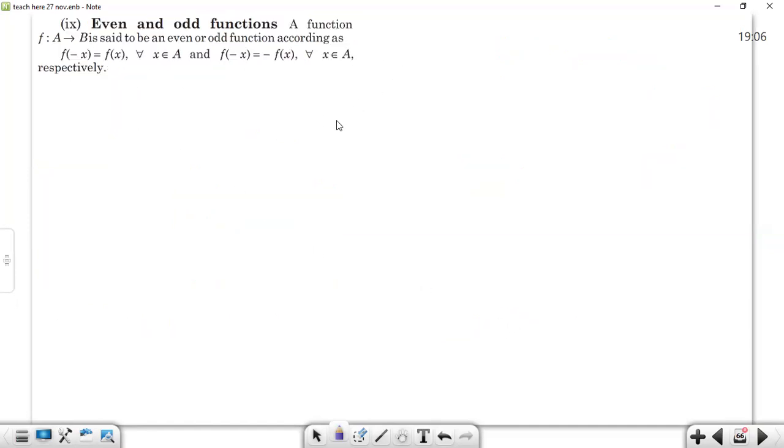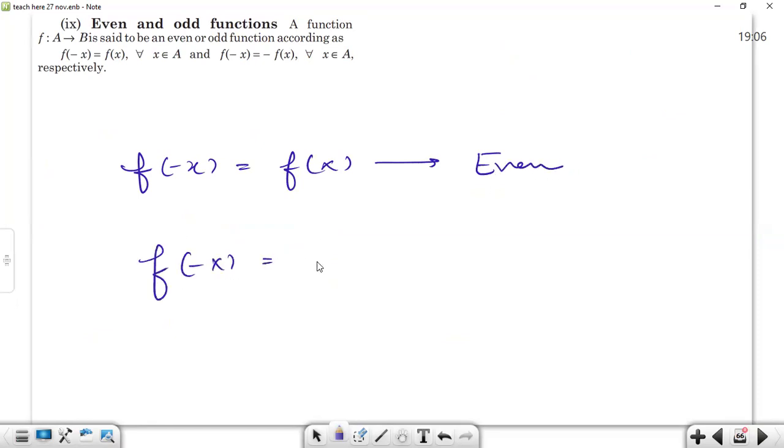Even and odd functions are very important. If f of minus x equals f of x, then it is an even function. If f of minus x equals minus f of x, then it is an odd function. I've also covered this earlier multiple times. Any doubts? No, sir.